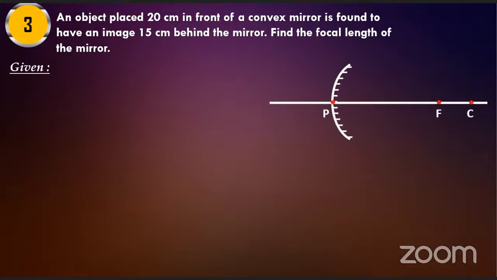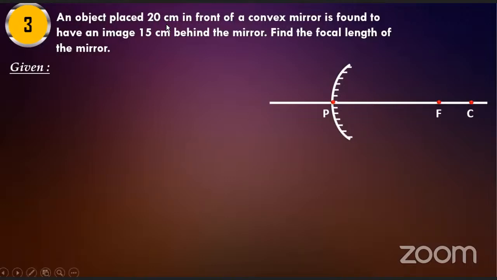So simply draw the convex mirror. The first step you have to do in the exam is this only: by reading the question, identify the type of mirror and draw that mirror. And what is given? Object distance. What is the object distance? 20 centimeters in front of the convex mirror, and found to have an image 15 centimeter behind the mirror. So then find the focal length.